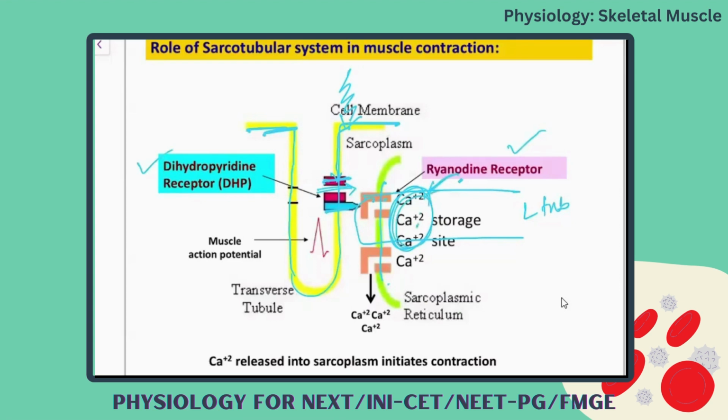So now this calcium is the basis for muscle contraction to take place. Calcium is the most important electrolyte required for muscle contraction. And what is another function we have seen for calcium? In the neuromuscular junction, for release of neurotransmitter, calcium plays a major role.